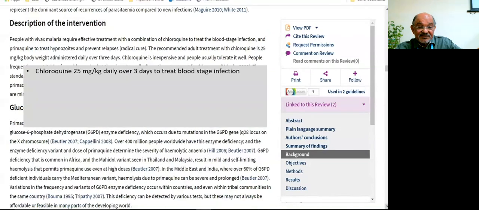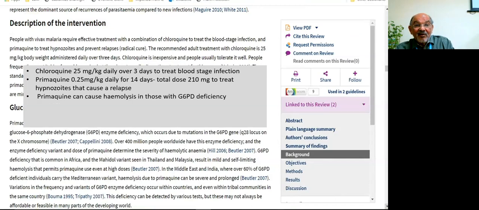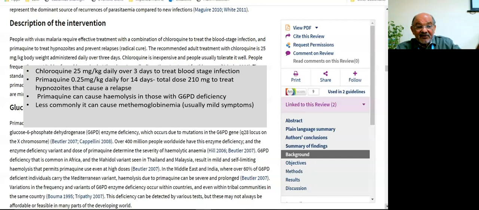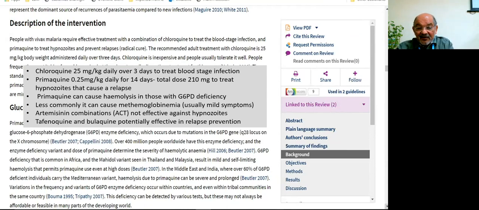And what are the interventions? Standard intervention is give chloroquine over 3 days, a particular body weight, and then followed by primaquine for 14 days. That's a recommended treatment. Total dose is 210. But primaquine can cause hemolysis in people with G6PD deficiency. And testing for G6PD deficiency is a little expensive. It's not commonly available. Less commonly, it can also cause methemoglobinemia, although it's usually very mild. Now, ACT combinations are used in falciparum malaria, but they don't work against hypnozoites, right? And there are other drugs which are not yet in common use. So the intervention is chloroquine, primaquine, 14 days.